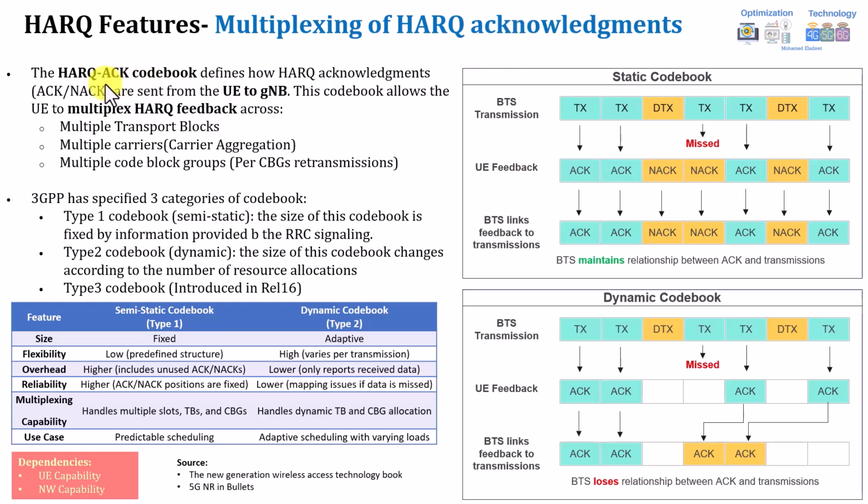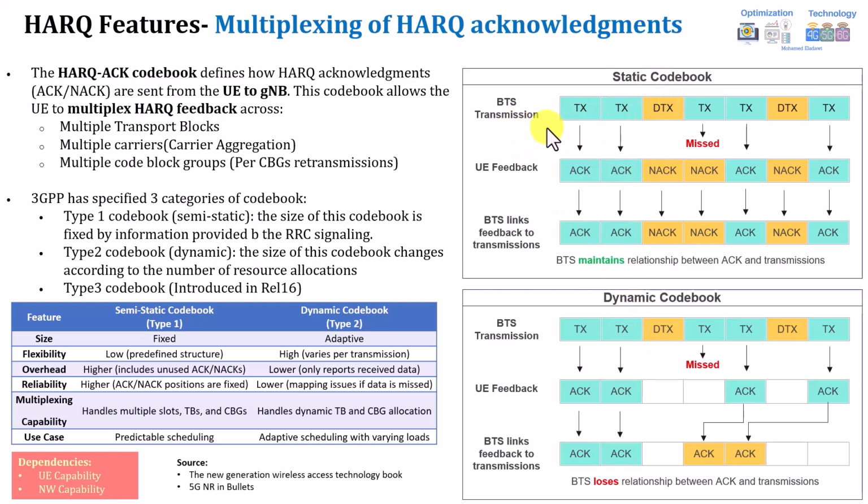If you read here, the HARQ acknowledgement codebook defines how HARQ acknowledgement or NACK are sent from UE to GNB. For example, this codebook allows the UE to multiplex HARQ feedback across, for example, let's assume that you have two transport blocks. So you need to multiplex the information, or carrier aggregation, or different CBG retransmission. So you might need to send the feedback for all of them, as I will explain shortly.